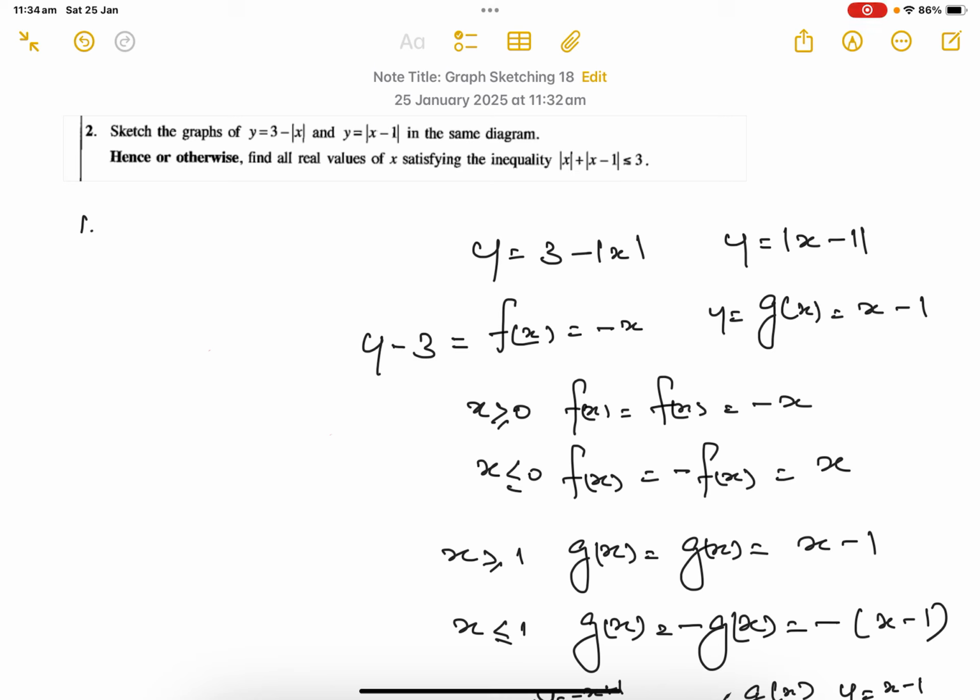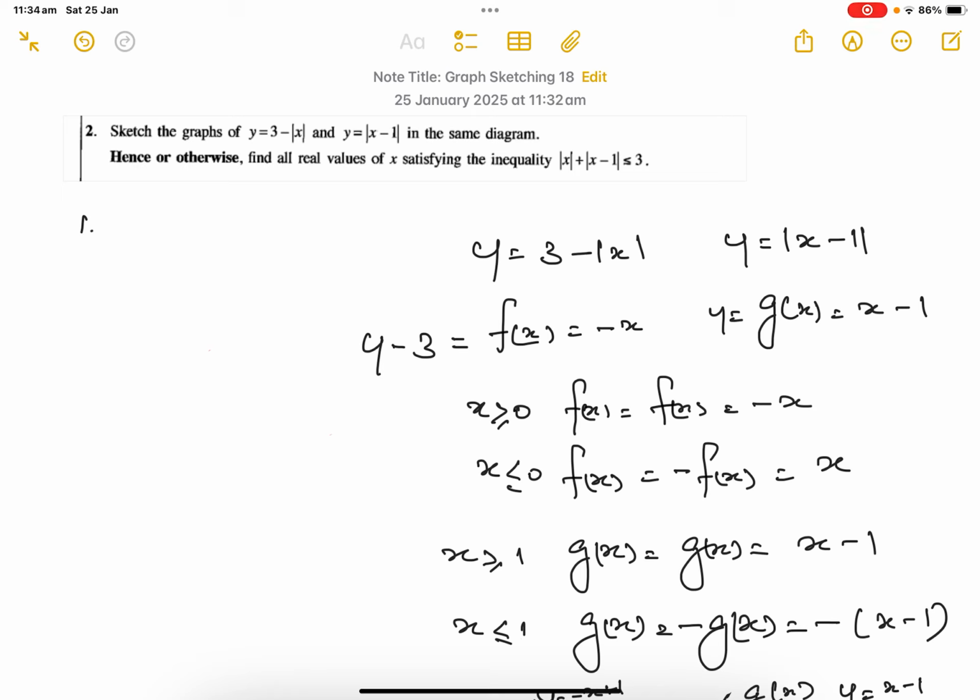Graph sketching for modulus functions, modulus equations. Sketch the graphs of y equal 3 minus modulus x and y equal modulus x minus 1 in the same diagram, same axis. Hence or otherwise, it's a strong hint. The first part will help to solve the second part.